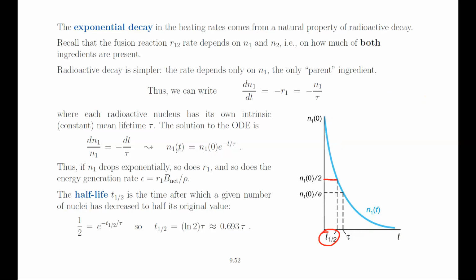And if you put in half of the initial concentration into that equation and solve for the half-life time, you see that it's 69% or so of tau. So it happens at a shorter time than tau, but it's related to tau.